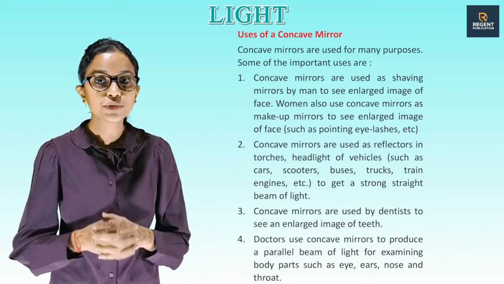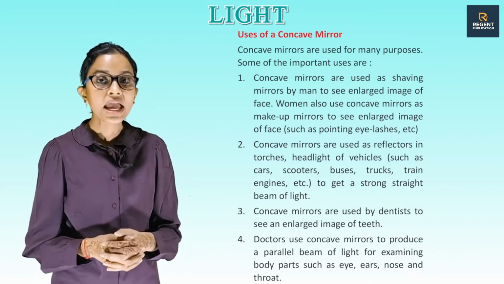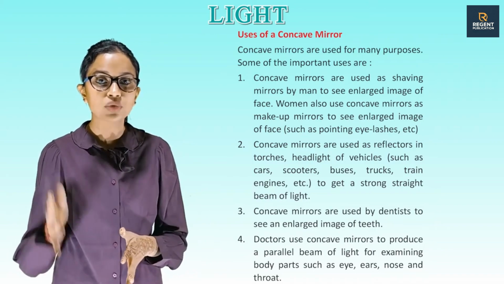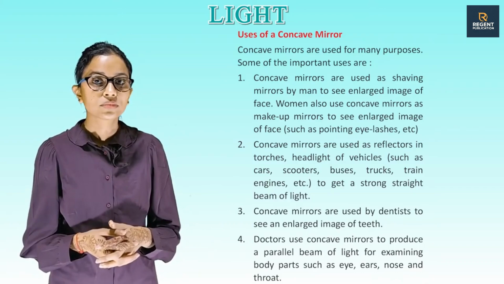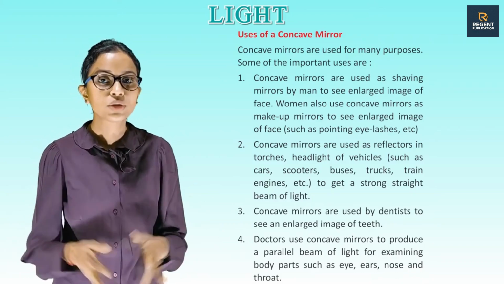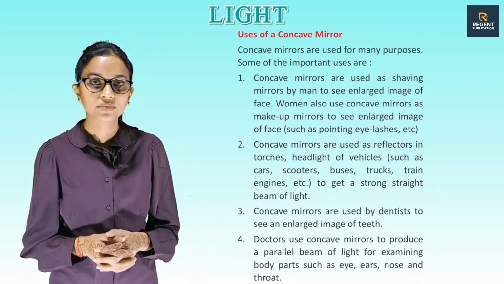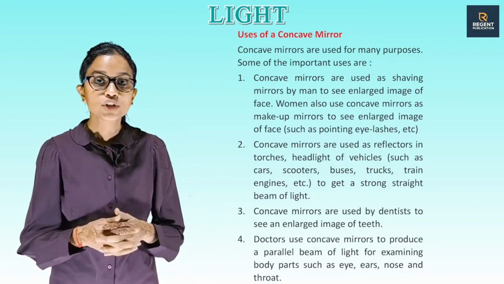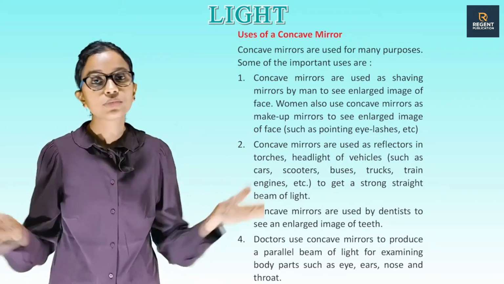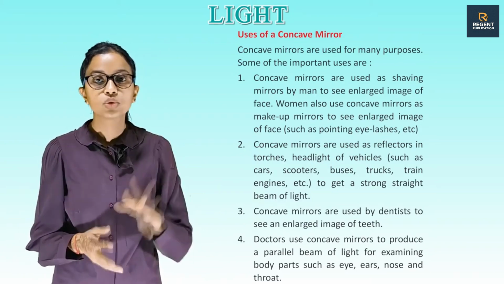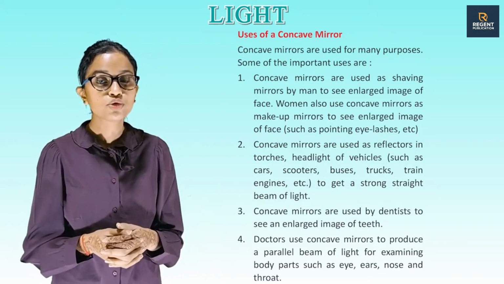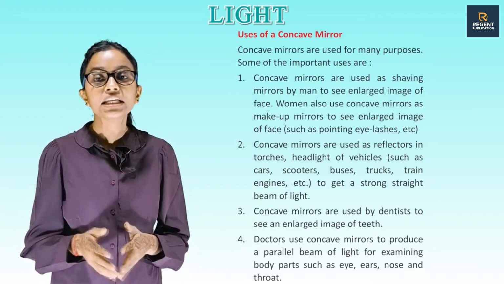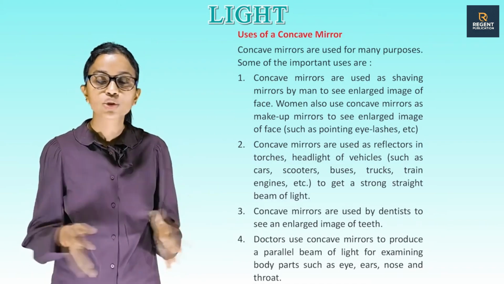Second, concave mirrors are used as reflectors in torches and headlights of vehicles such as cars, scooters, buses, trucks, trains, engines, etc. to get a strong straight beam of light. Third, concave mirrors are used by dentists to see an enlarged image of teeth. Fourth, doctors use concave mirrors to produce a parallel beam of light for examining body parts such as the eye, ear, nose, and throat.